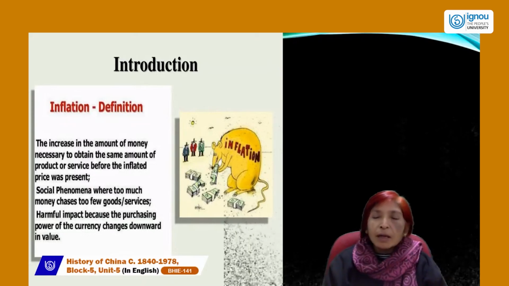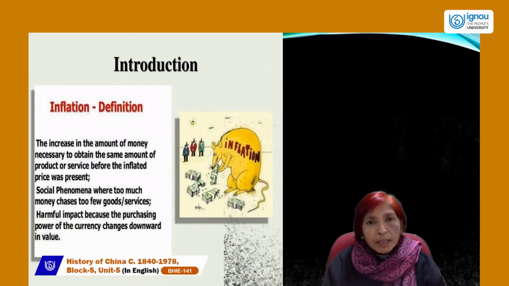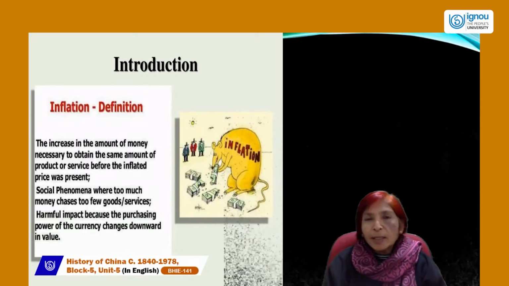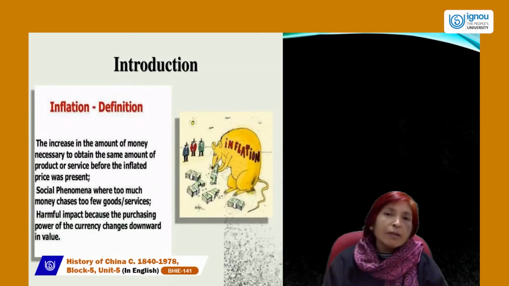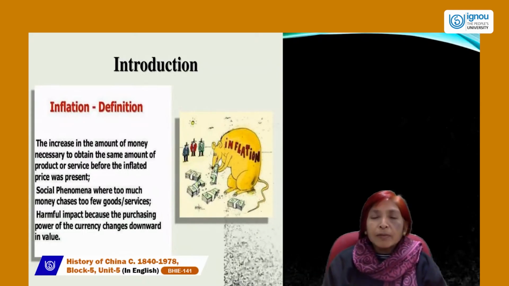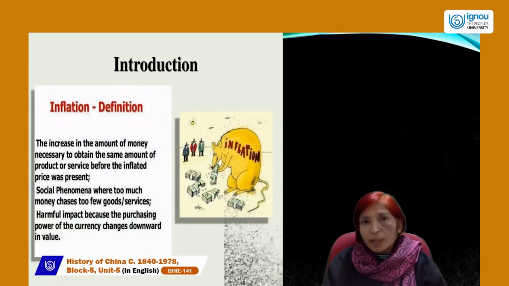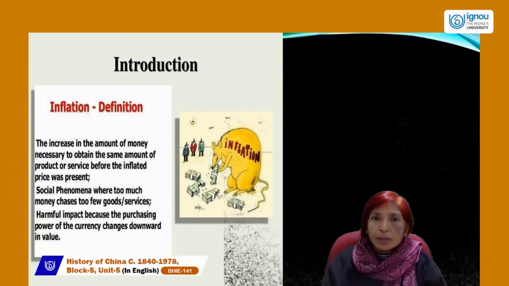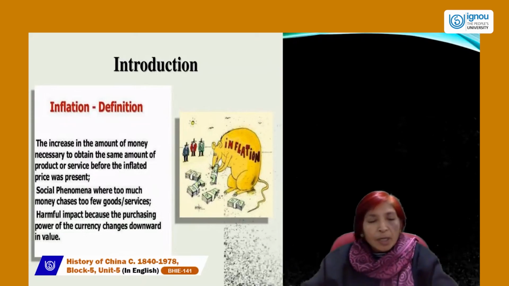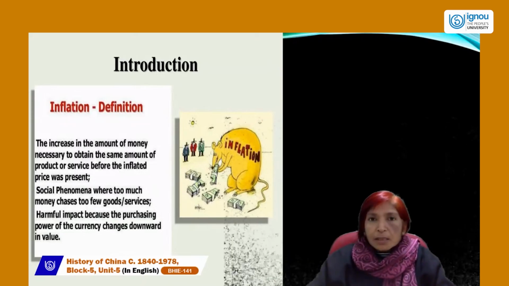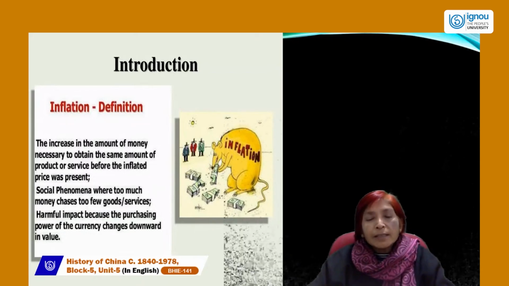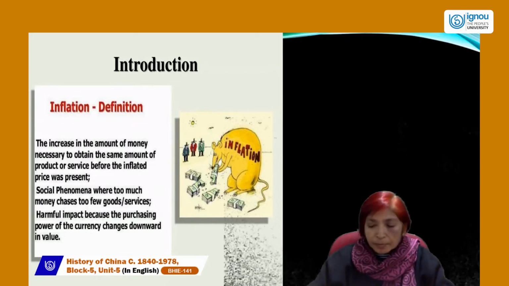When money supply rises, the price level also rises simultaneously by the same proportion, according to Fisher's quantity theory of money, and the value of money is negatively related with price level. When price level rises, money value falls. So inflation means a continuous or persistent rise in price level.